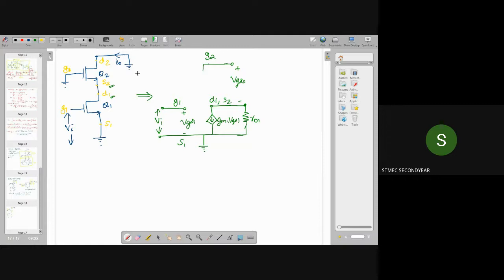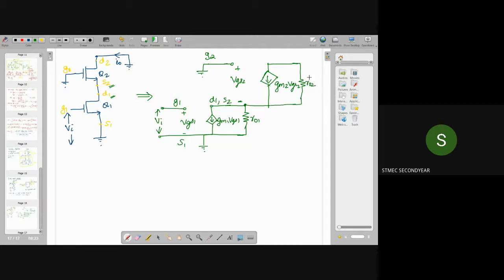And this gate 2 is connected to ground. This drain 1 and source 2 are the same, so this line, that is drain 1, I can take as source 2. Between this source 2 and gate 2, we have VGS2. Between drain 2 and source 2, we will have gm2 into VGS2, corresponding to Q2. That is the small signal model for Q2: this is VGS2, this is gm2 into VGS2, and you will have r02 here.